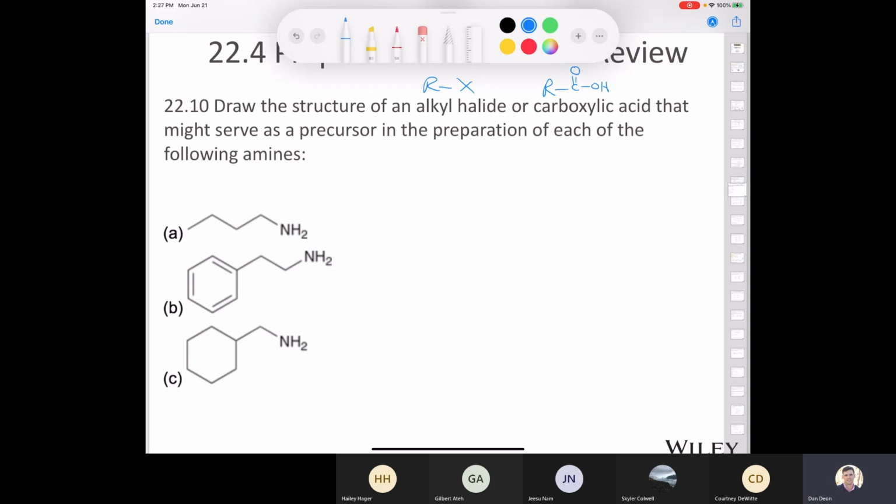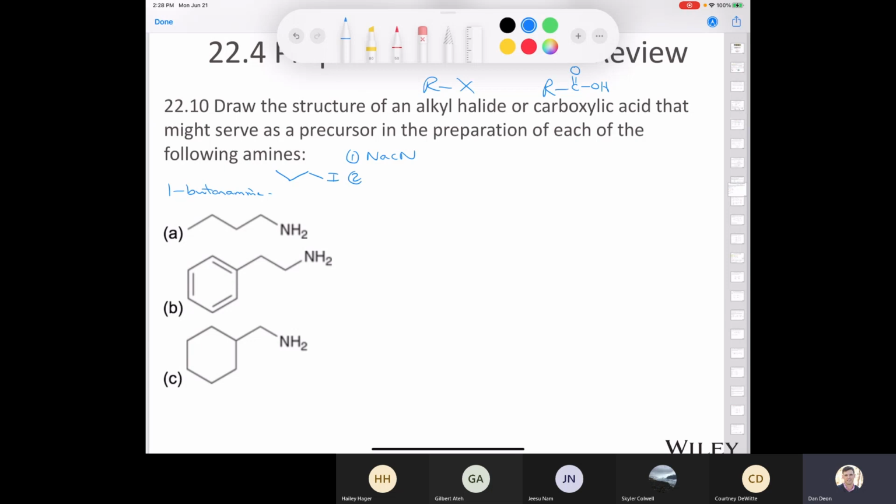Okay, so let's say you wanted to make the first one. So this would be 1-butane amine. And if we wanted to make this using an alkyl halide, well, we would use cyanide as our nucleophile. So for that, we'd start with something like propyl iodide. So propyl iodide, in the first step, we treat it with sodium cyanide.